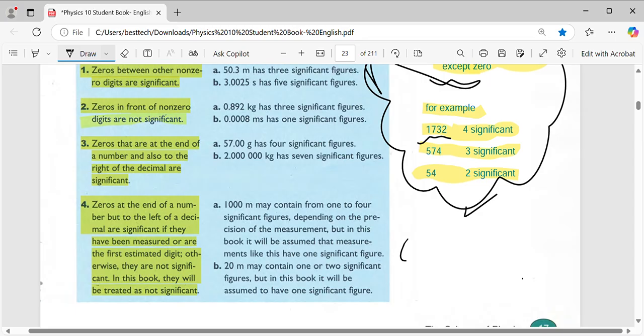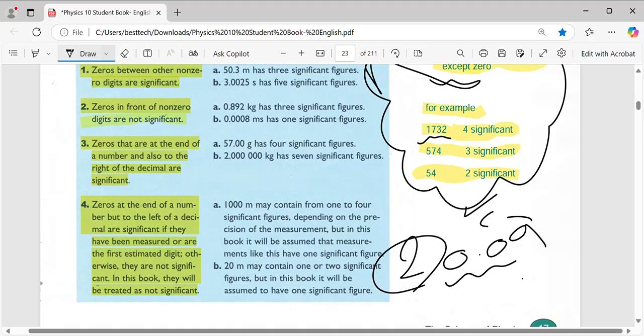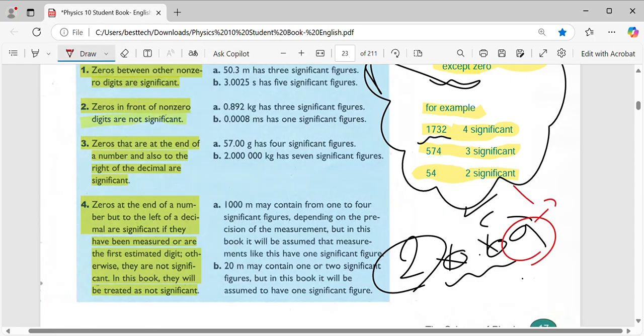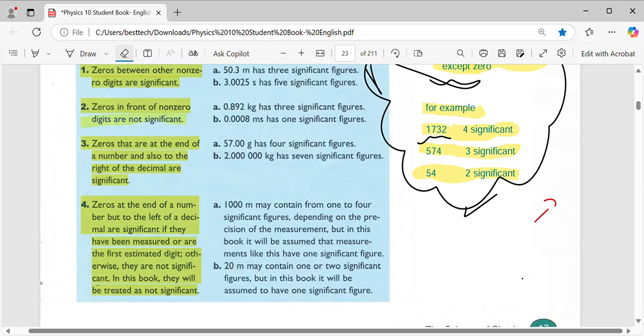Second one: if 0 comes alone before the numbers. For example, 0.09. Look, from the left side, we only have a 0. So this 0 is not countable because the 0 comes alone on the left side. So how many significant figures do we have here? Just 9. So we have just one significant figure.